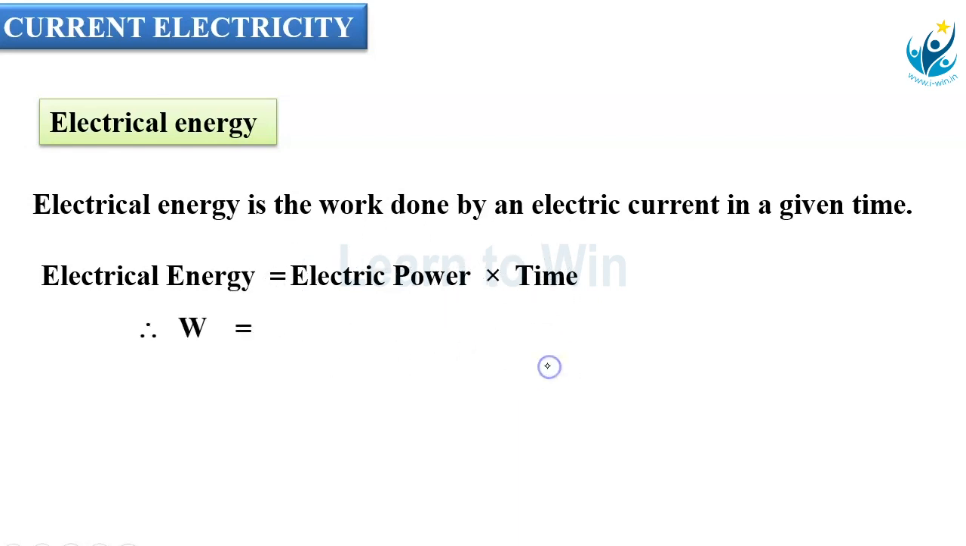Then W equals power into delta T. Delta W equals VI, power into delta T.